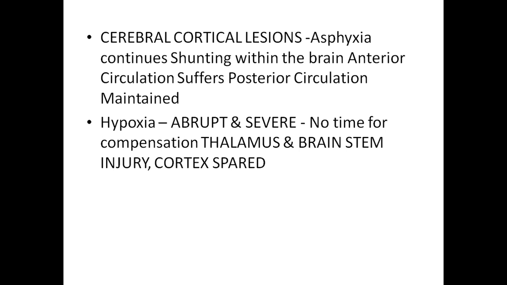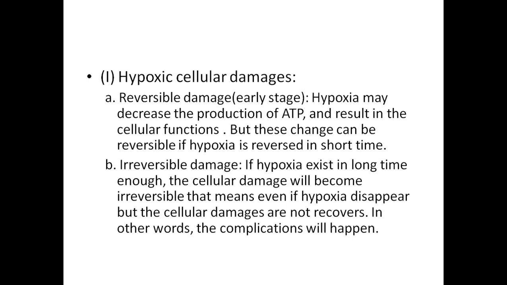Second, the next step is the cerebral cortex lesions. As asphyxia continues, there is shunting within the brain: anterior circulation suffers, posterior circulation is maintained. If it is abrupt and severe, there is not time for compensation. Thalamus and brainstem injury will be included. The first one is hypoxic cellular damage. There are reversible and irreversible damage.